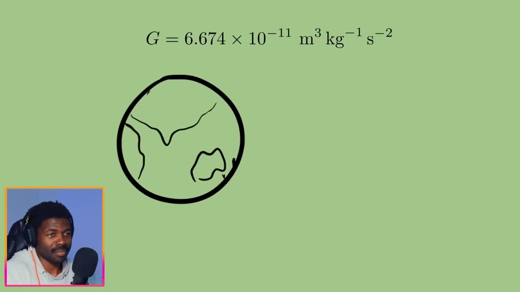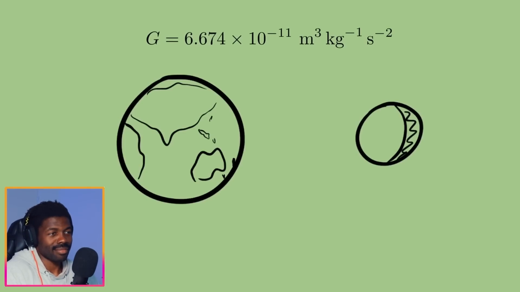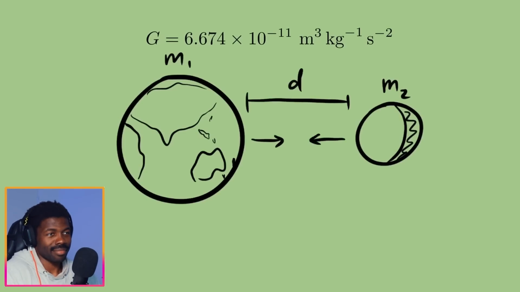The gravitational force between two objects is proportional to their masses and inversely proportional to the square of the distance between them. That means that the gravitational force between two objects is equal to the product of their masses divided by the distance between them squared, and then multiplied by some conversion constant, G, which we don't know yet but is the same for every pair of objects.